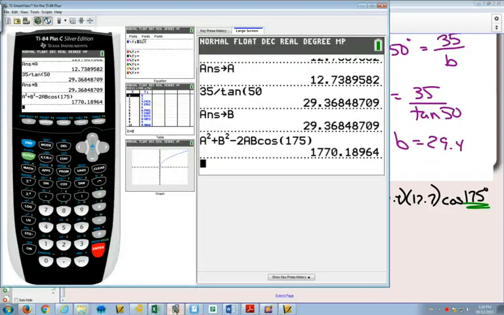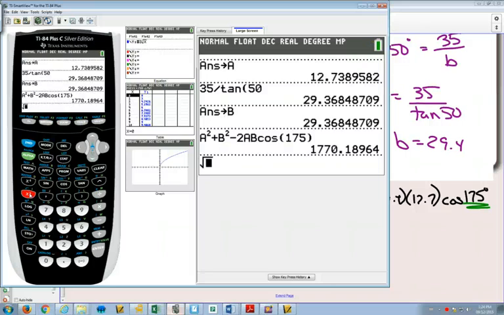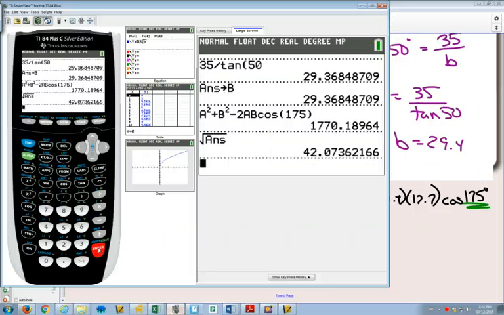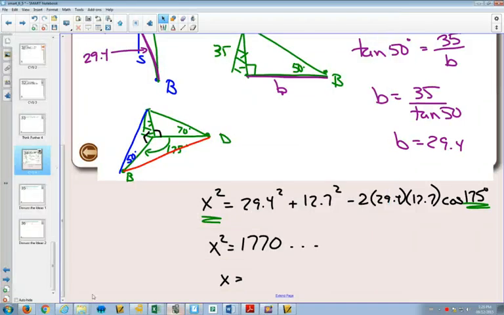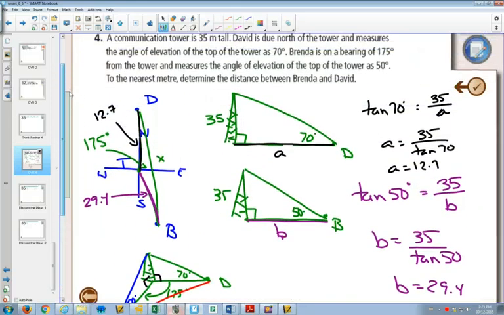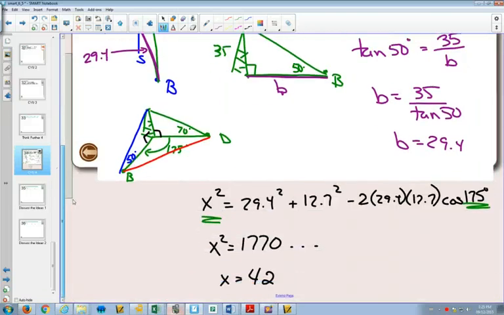And on my calculator, I can go second square root of my answer and get x is 42.0. What does it say? To the nearest, does it tell us? To the nearest meter, so 42, perfect.